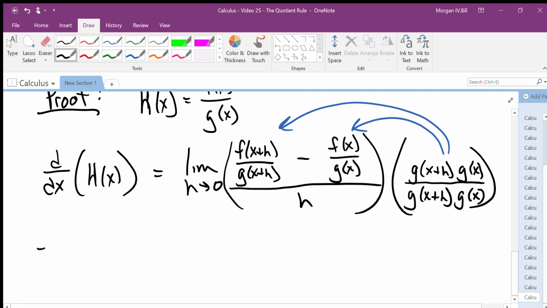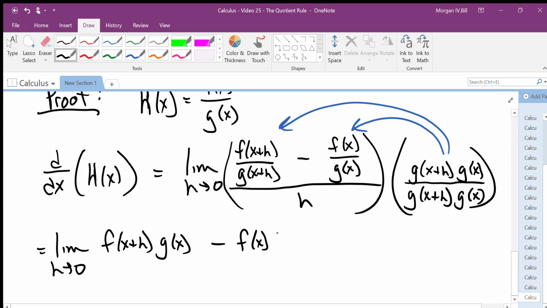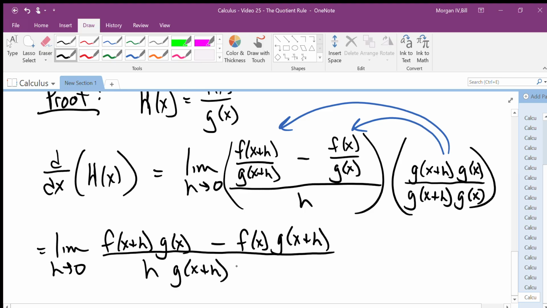This is equal to the limit as h goes to 0. The g of x plus h terms cancel, so I get f of x plus h times g of x. Then minus. On the second blue arrow there, when I distribute g of x plus h times g of x to f of x over g of x, the g of x terms cancel, and we get f of x times g of x plus h. And then in the denominator, we're just going to leave it as h times g of x plus h times g of x.